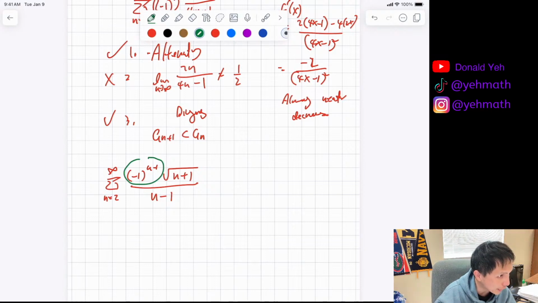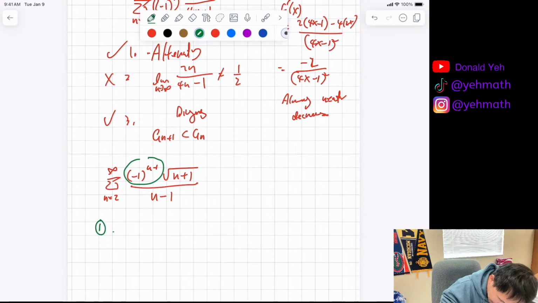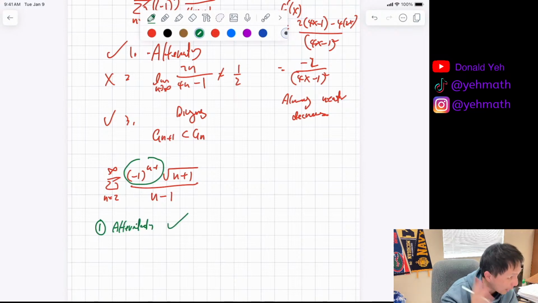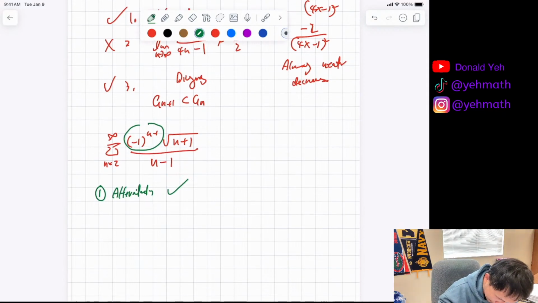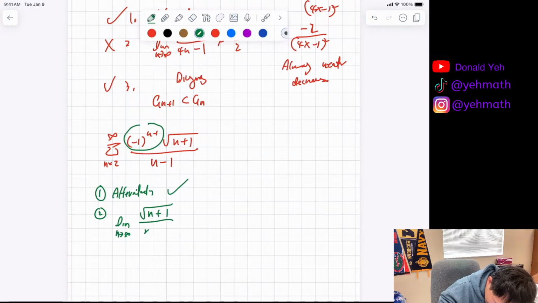Now you see they're alternating. Alternating series test will be the easiest one to do. First, are they alternating? So check, because you have alternating. Second, limit as n approaches infinity of the square root of n plus 1 over n minus 1.